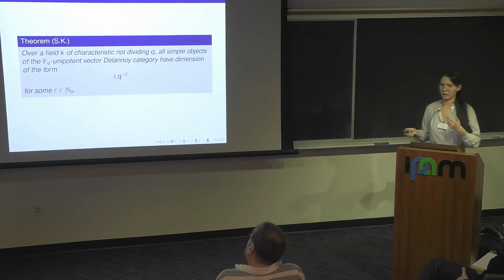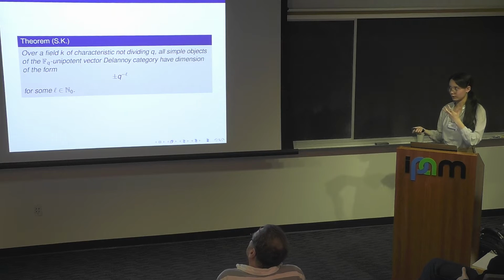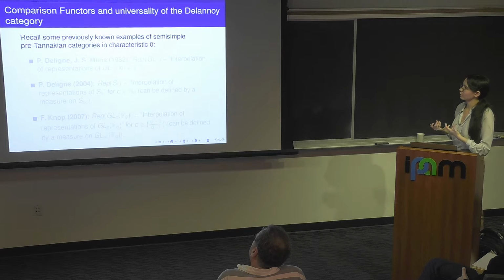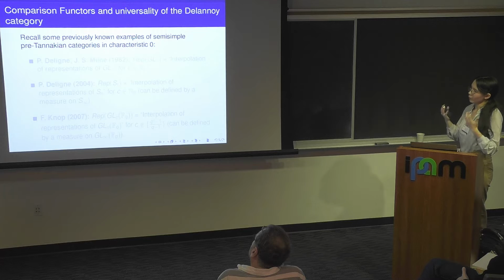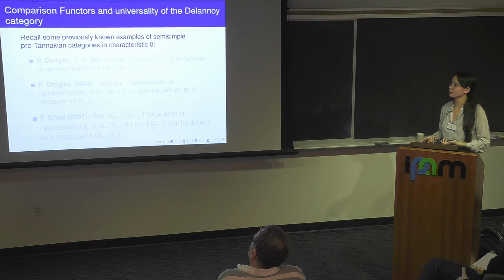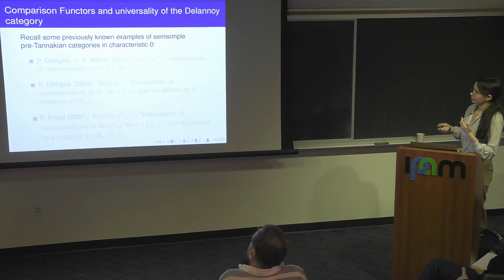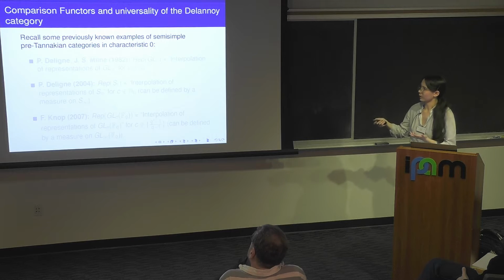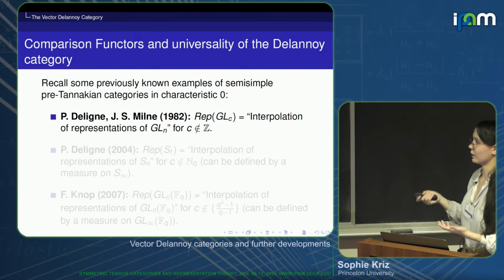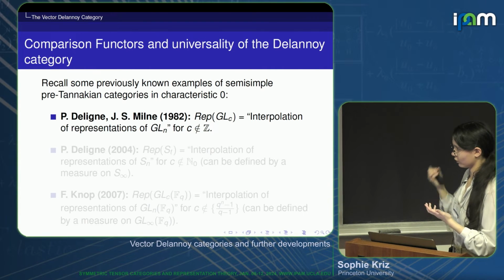Okay, so this is the construction and key properties of these vector Delannoy categories. But maybe it's informative to think about what they have to do with other categories which we might be more familiar with, why they have the growth they do, and more generally where they come from. So let me recall the basic examples of semi-simple pre-Tannakian categories of superexponential growth in characteristic 0.